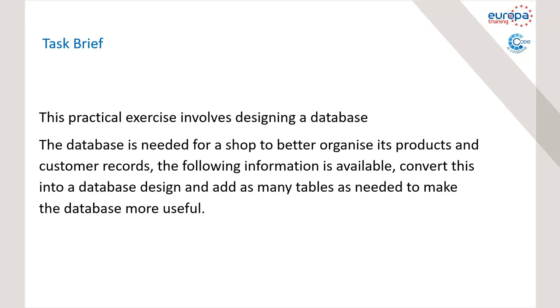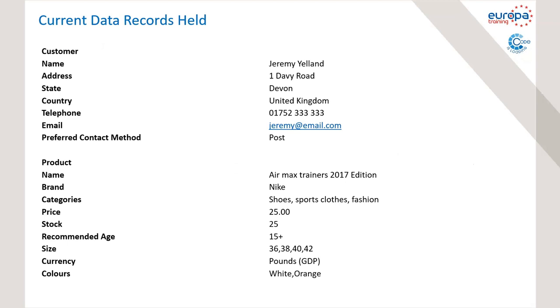The following information is available, and your challenge is to convert this into a database design and add as many tables as needed to make the database more useful and, of course, reduce redundant information. So here's the record. This is actually going to be a customer record from a shoe shop, and it has details of the customer, so it knows my name, my address, email and details, and it knows the product. Now the idea is to try and link these 2 tables, this information, into a perfectly designed database.